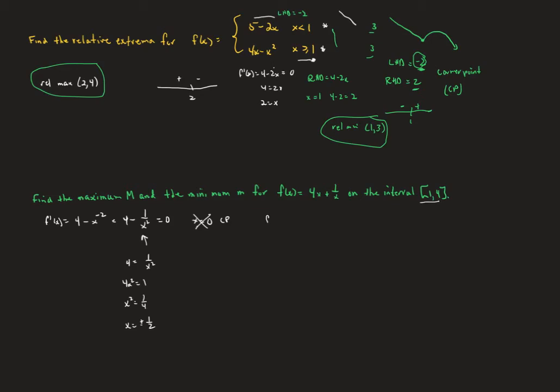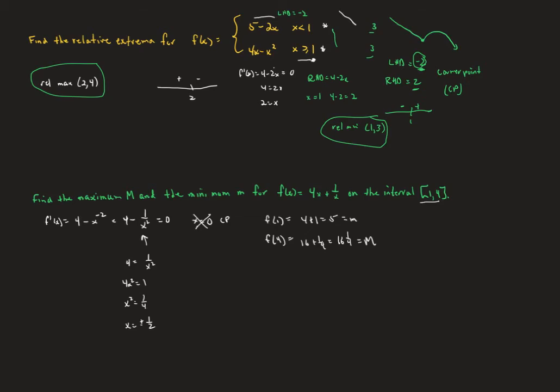So all we need to check now is f of 1 and f of 4. Plugging in 1 to the original function, that's going to be 4 plus 1, which is 5. And plugging in 4 is going to be 16 plus 1/4, which is 16 and 1/4. So this is our minimum, and this is our maximum, and we've justified it because we used the candidate test.